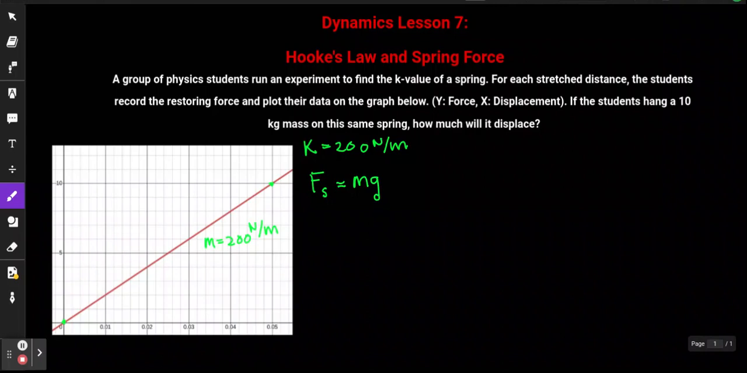Since we already know K and we know that the restoring force is equal to K delta X, we simply have to do mg divided by K to find the delta X. So let's plug this into our calculator. 10 times 9.8 divided by 200 gives us a displacement of 0.49 meters.